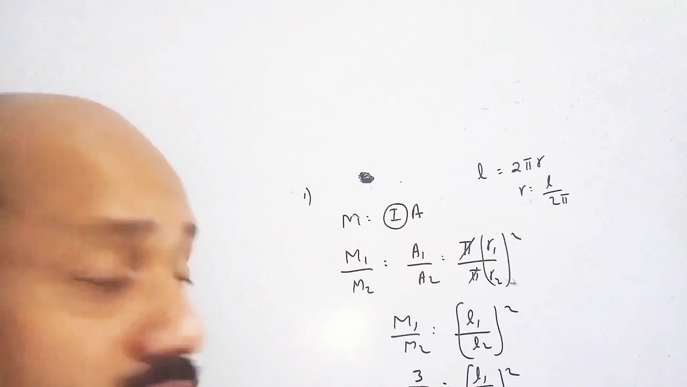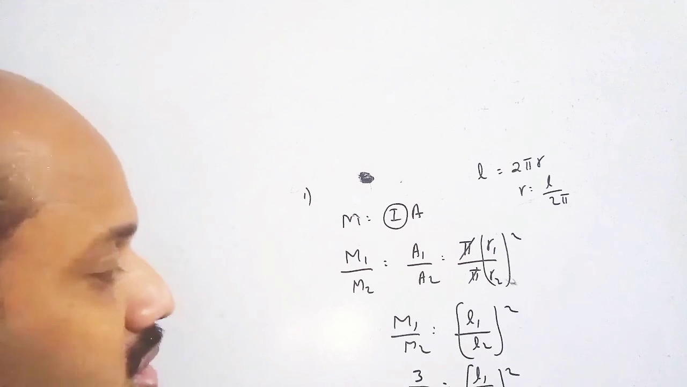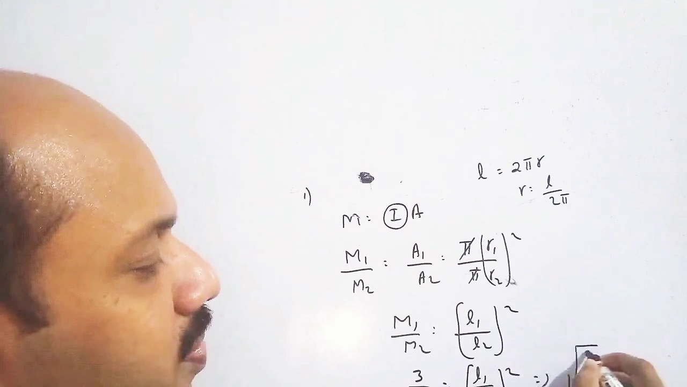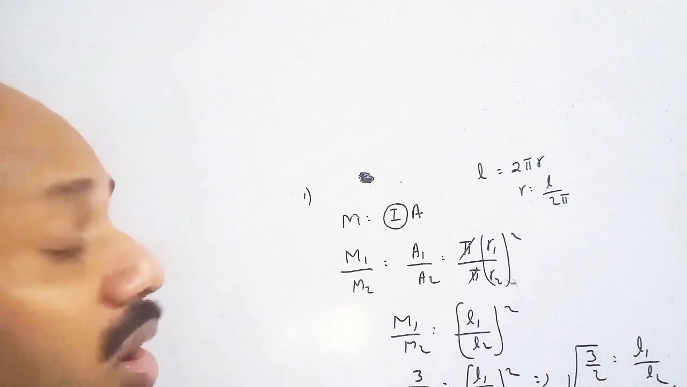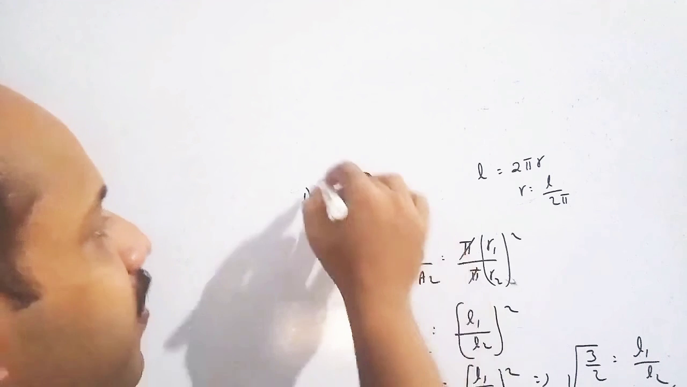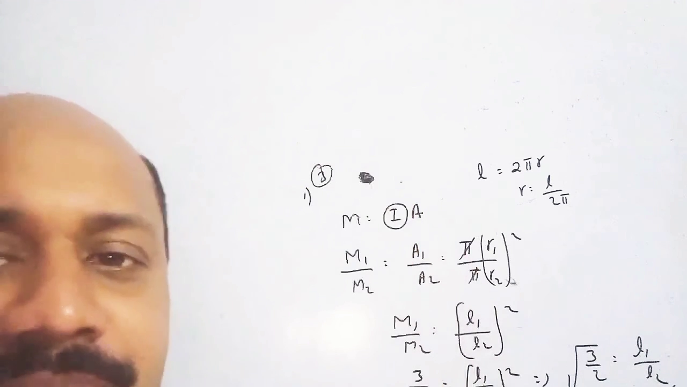Then L1 by L2 is equal to what? On taking the square root, root 3:2 is equal to L1 by L2. Now the choice is 3. The first answer is 3.